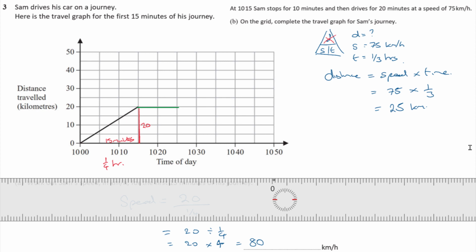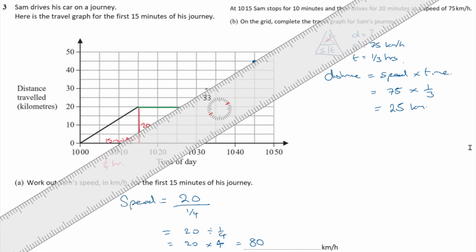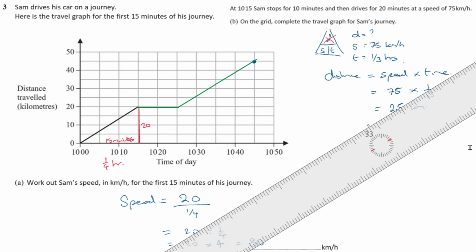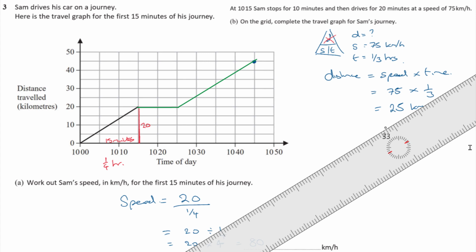So I can come along to 10:45, which is 20 minutes later, and I'm just going to go up 25 kilometers up my scale. So I'm currently at 20. If I add on 25, that's going to take me up to 45. So I'm going to have a point here at 10:45 at a height of 45. And I'm just going to join that up with a straight line. Okay, so that's my completed travel graph.